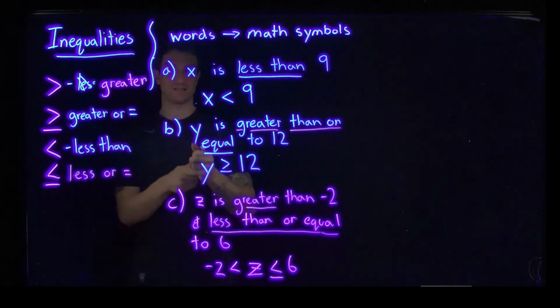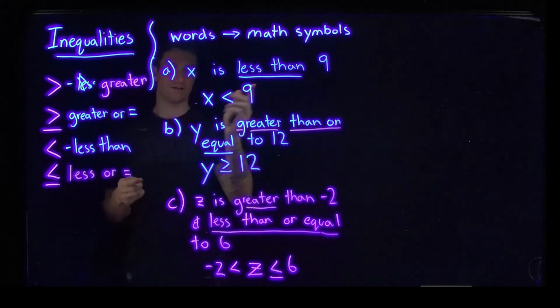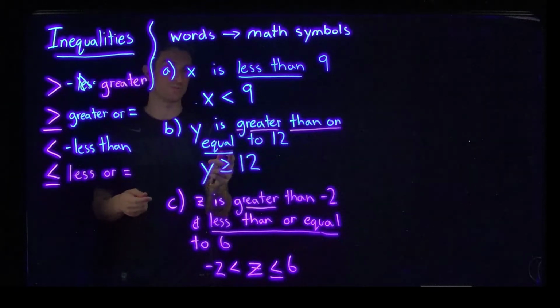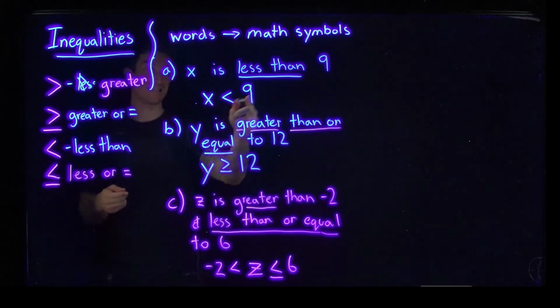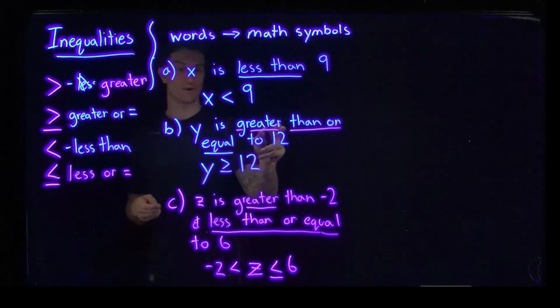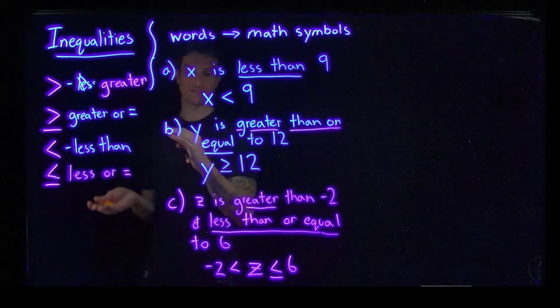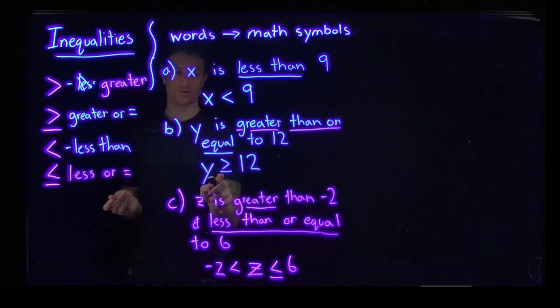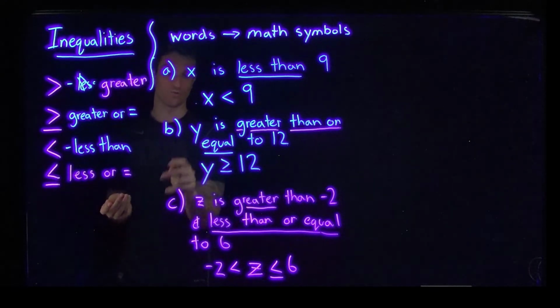Less than gets this symbol here, right? Facing the other way towards the 9, which is supposed to be greater than the x, since x is less than 9. Y is greater than or equal to 12, so it's facing towards the y. The bar underneath is what we get extra for saying the equal part.